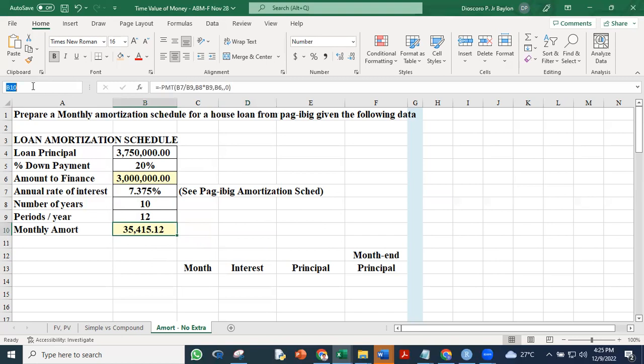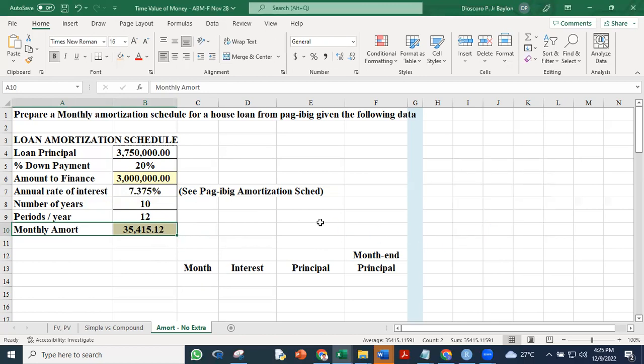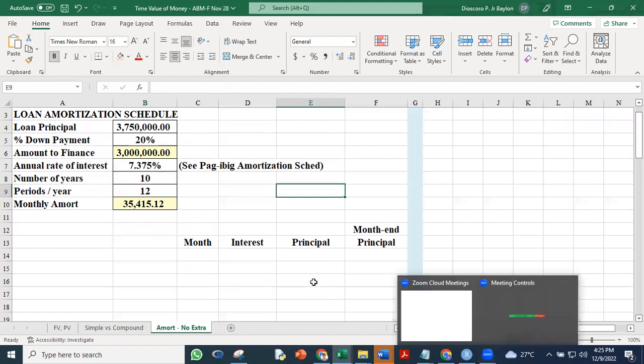We can give this a name. Monthly amortization. Control Shift F3. So the name is on the left column, monthly amortization. So we're now ready to come up with our amortization schedule.